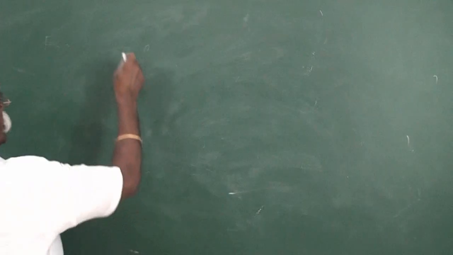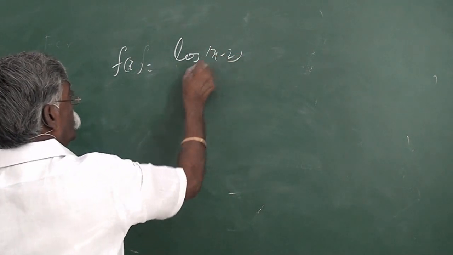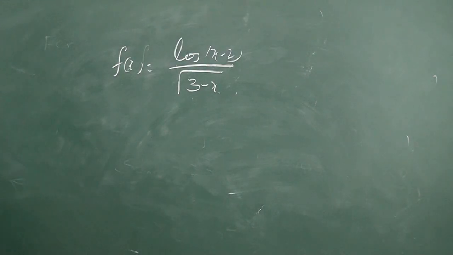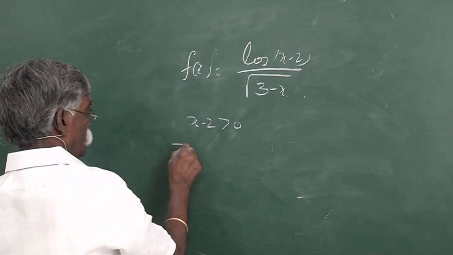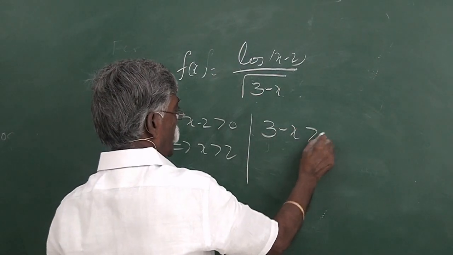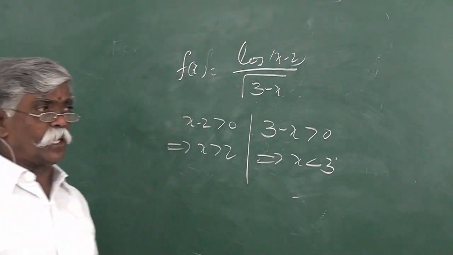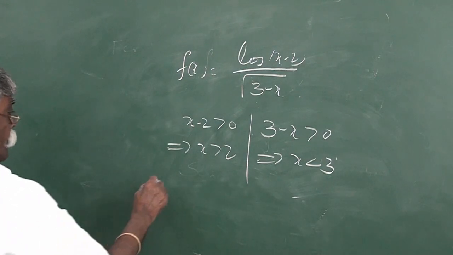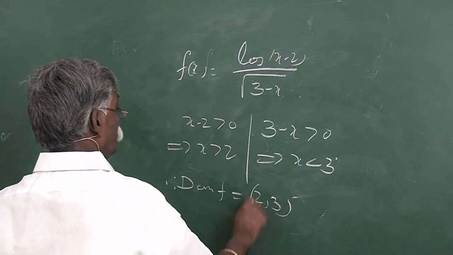Now f of x is equal to log of (x minus 2) by root of (3 minus x). Here x minus 2 should be greater than 0. This implies x is greater than 2. 3 minus x is greater than 0. This implies x is less than 3. Therefore, x should be greater than 2 and less than 3. Therefore, domain of f is (2, 3).